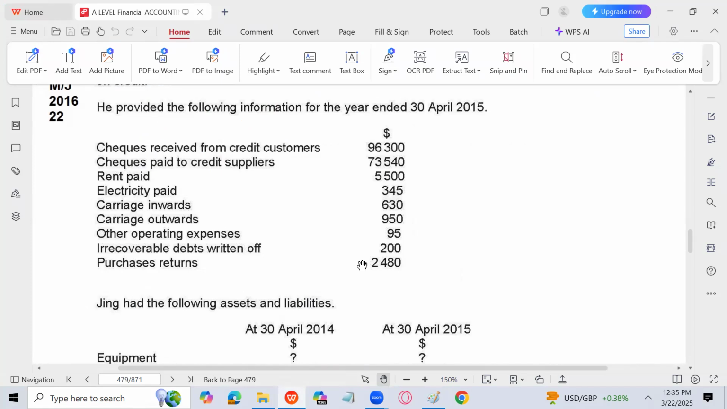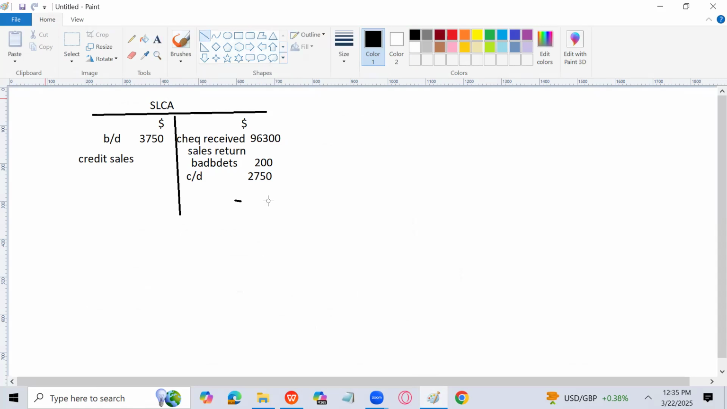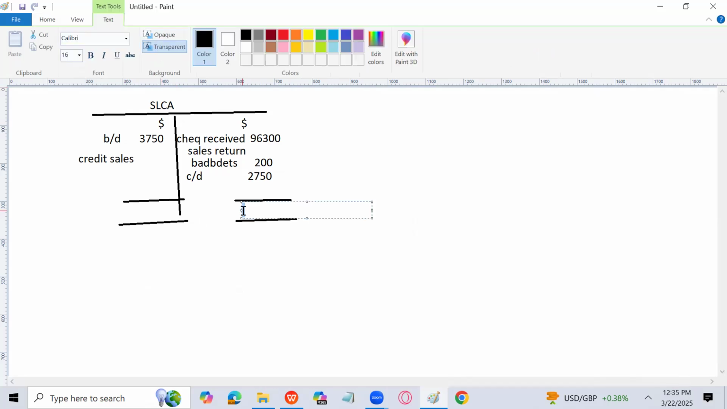What is the entry for bad debts? Irrecoverable debts debit, trade receivable credit. Irrecoverable debts is an expense. So trade receivable is credited by 200. This is a trade receivable account, right over here 200 because of bad debts. Okay. Now I will go for the total of the credit side. We need a calculator because I don't have it. The total of the credit side, minus the debit side, will give us the credit sales.